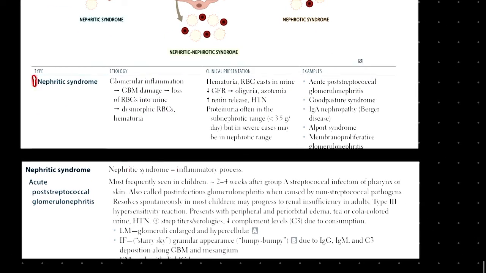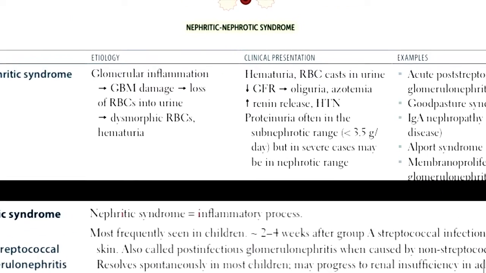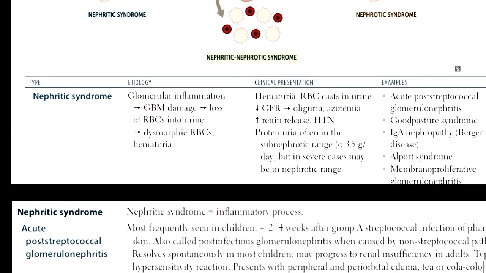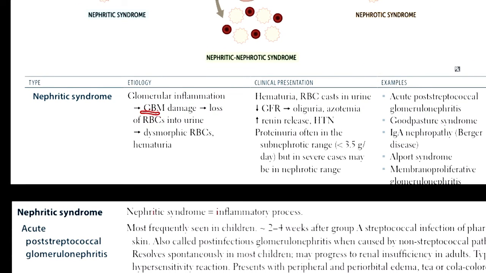We talked about nephritic syndrome. Now what is this nephritic syndrome? This is glomerular inflammation. What will happen? There will be glomerular basement membrane damage that will cause the filtration or loss of RBC into urine. And here it is not isomorphic, it is dysmorphic, abnormal RBCs, and it is our hematuria.